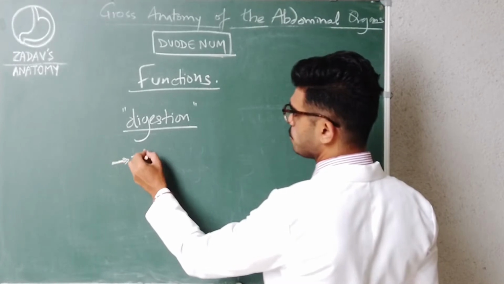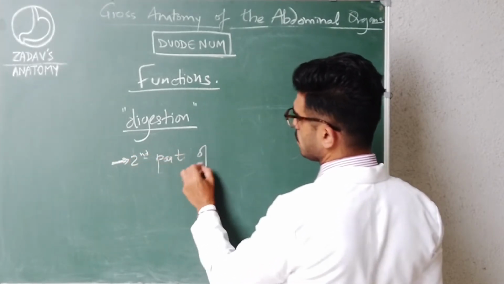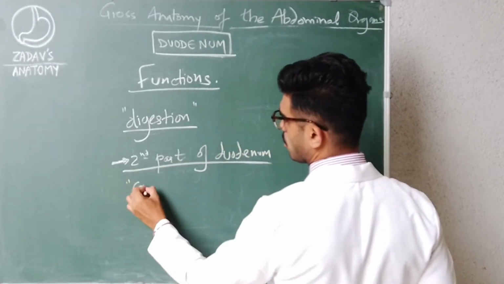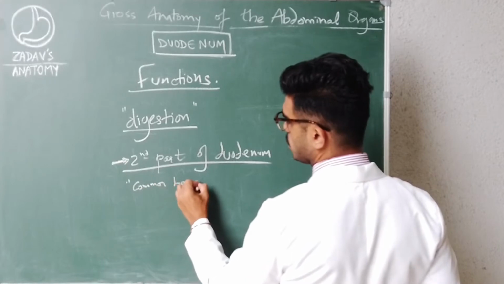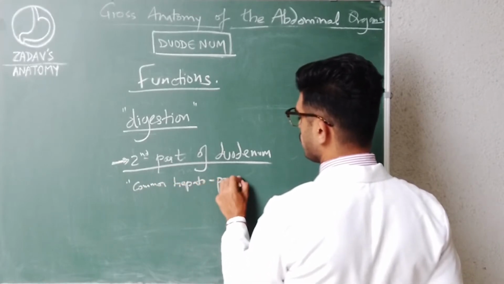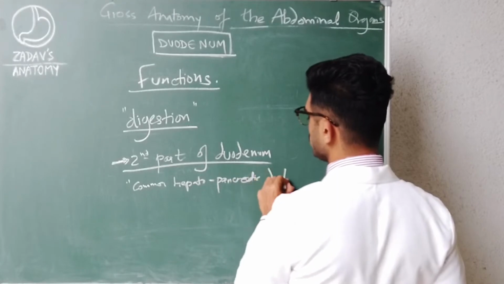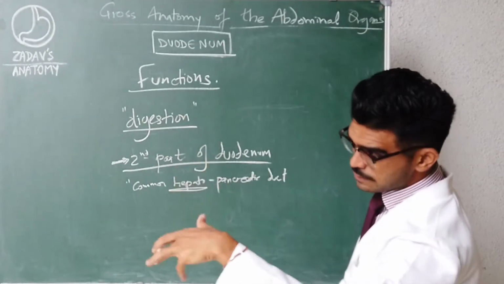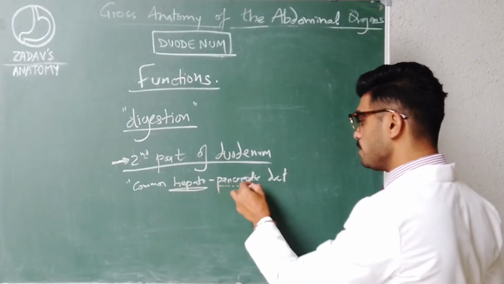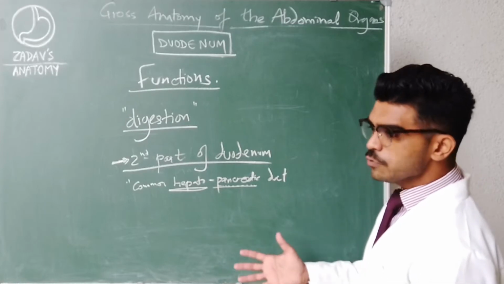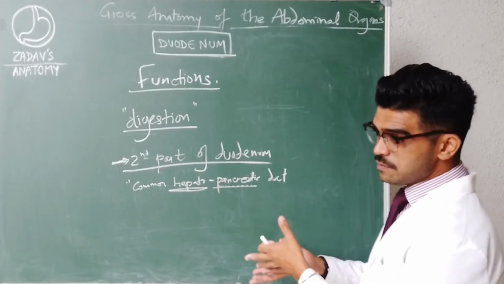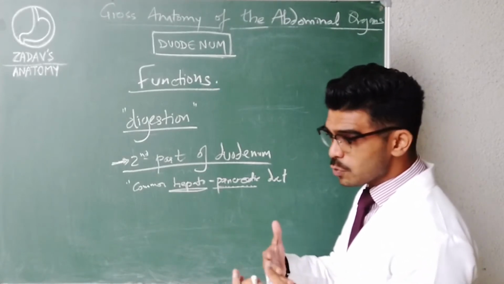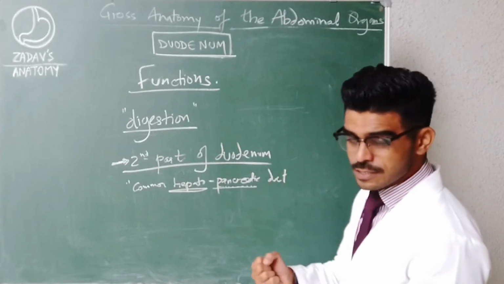These pancreatic enzymes join the second part of the duodenum, and we shall see the parts soon enough, in the form of a common hepato-pancreatic duct, which means there are contributions from the liver, through the bile duct, and that's basically bile, and contributions from the pancreas, that is the pancreatic duct. Both of these combine together and pour their respective secretions into the duodenum, and this is where the actual breaking down with all these enzymatic actions begins.